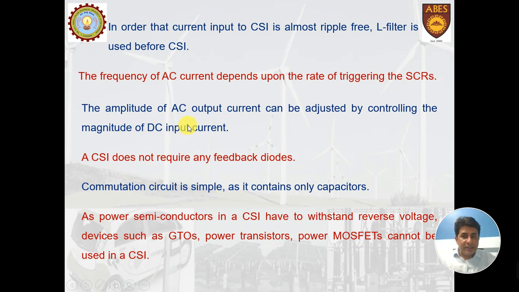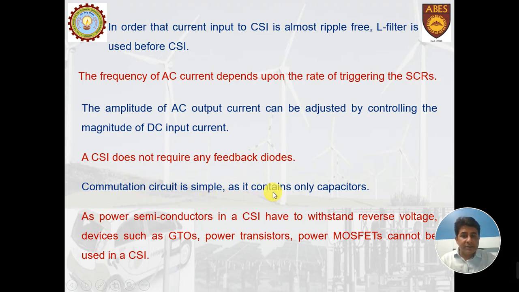The case in a VSI is different. In a VSI, the output voltage is dependent upon the input voltage. However, the output current depends upon the load. Now, a CSI does not require any feedback diodes. However, feedback diodes are required in voltage source inverters. Here, you will learn that feedback diodes are not required.